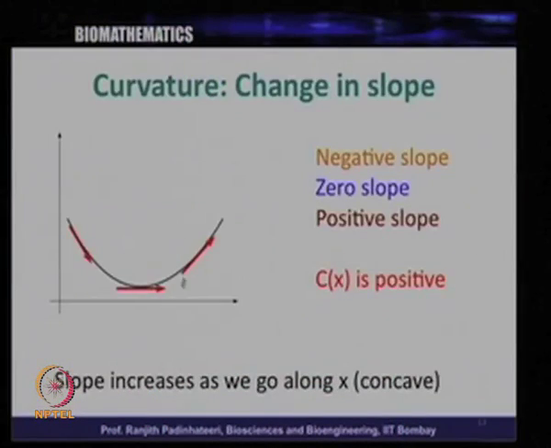So, now you can imagine just the opposite. Look at the next slide. What happens here? If you just plot such a curve, calculate the slope here, here and here, you will see that the slope is negative here, the slope is 0 here, the slope is positive here. So, the slope increases as you go along. So, c of x, which is the second derivative, is positive and the slope increases as we go along x. Such things are concave shape. If you have a curve in concave shape, you will have a slope that is increasing as we go along the x axis.